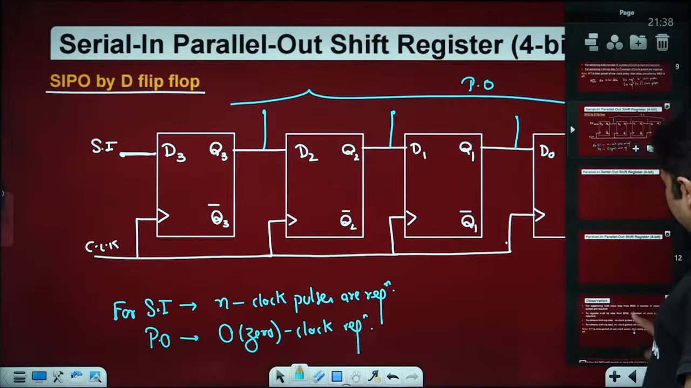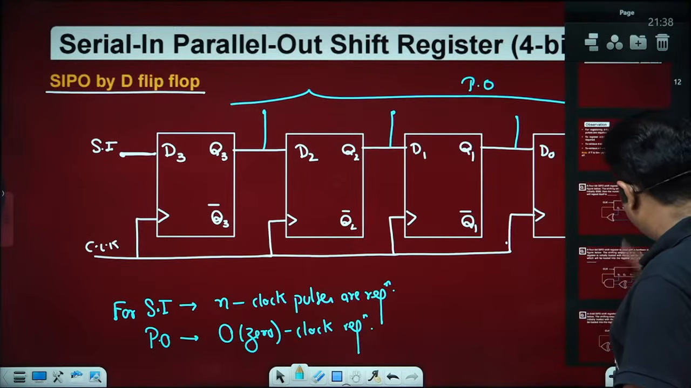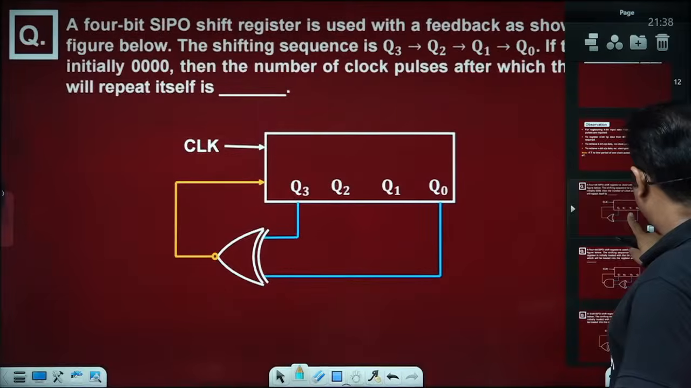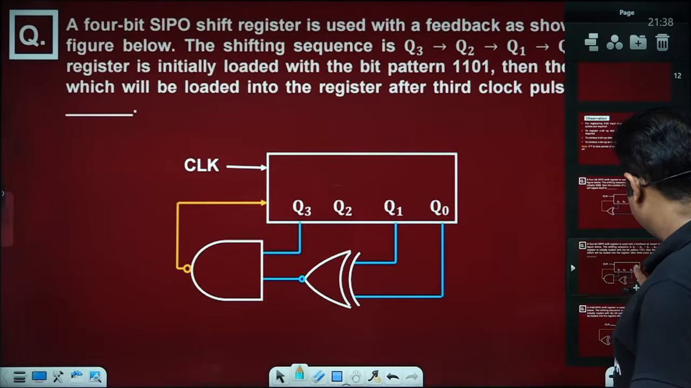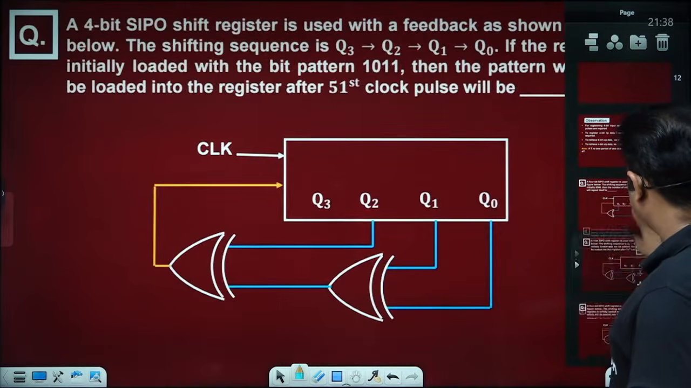Great. Let's try to understand what kind of GATE questions are designed from this particular topic. Let us first get started with this one.